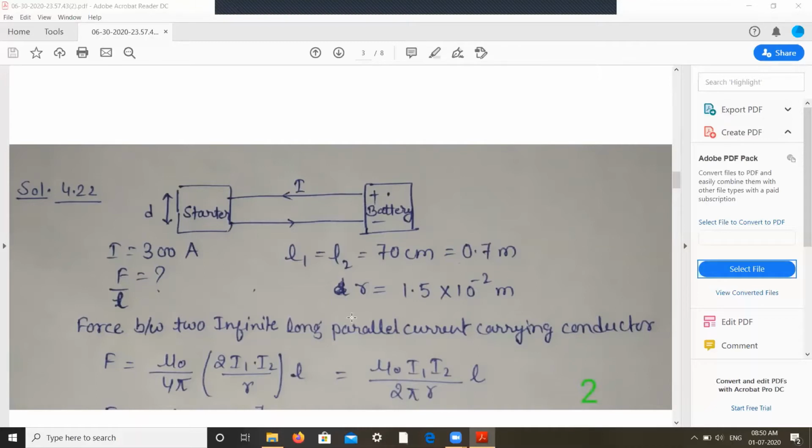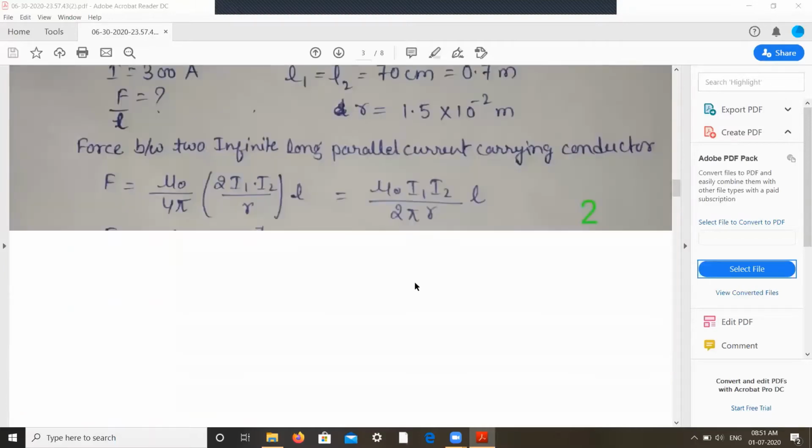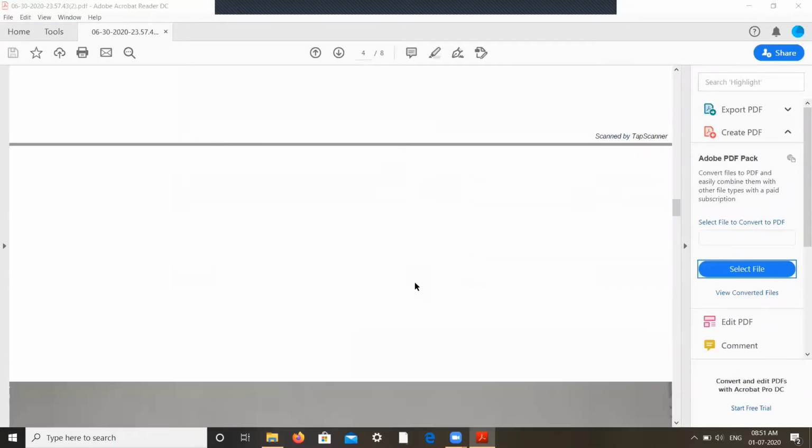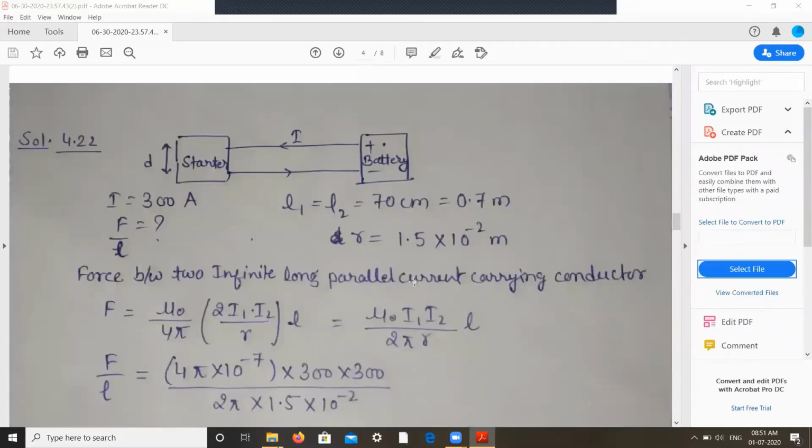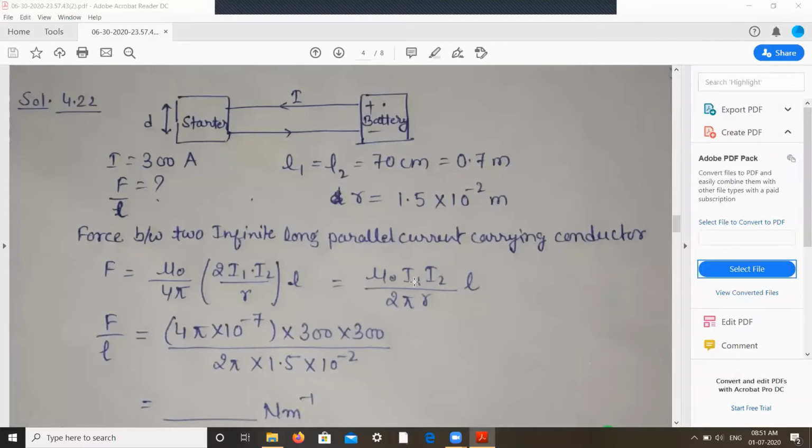Remember, mu naught by 4 pi is nothing but, mu naught is 4 pi into 10 to the power minus 7. The unit of permeability is given to you. You have to use the magnitude of mu naught here and solve. Here you can see we substituted 4 pi into 10 to the power minus 7, the value of mu naught, I1, I2, L divided, and then the rest is 2 pi into R. Calculate this formula with these values and find the magnitude of force.